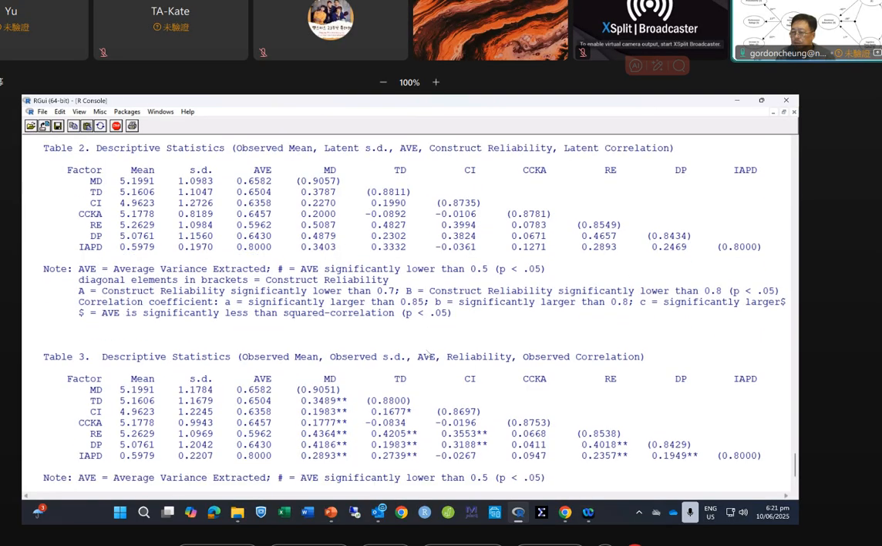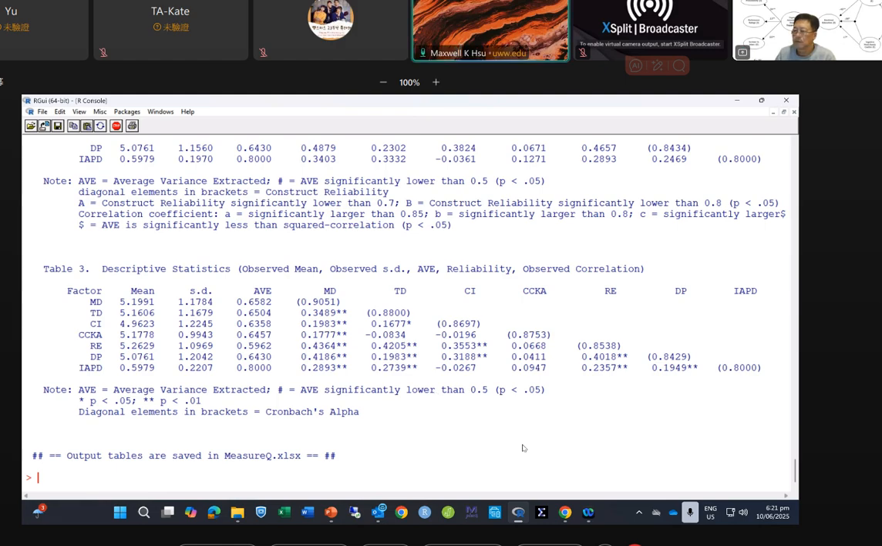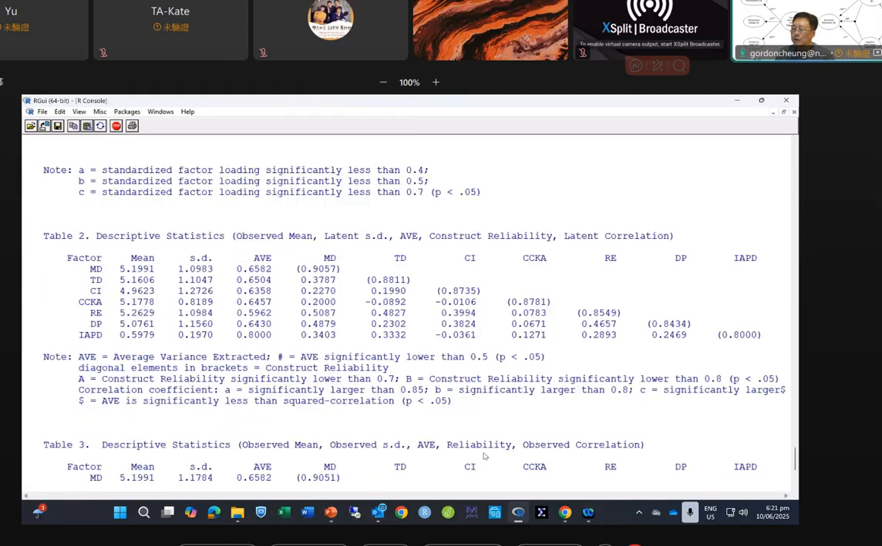Table 3? Instead of table 2, I don't look at table 3, because, oh, I see. This is observed. Okay, table 3 is observed. Okay, we look at table 2.